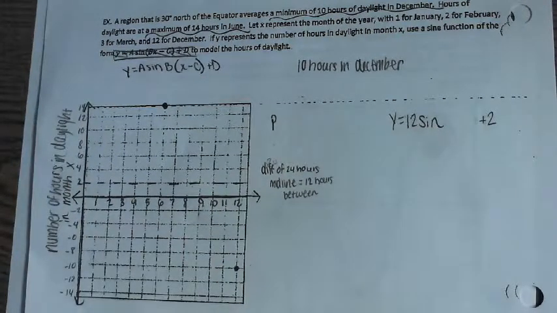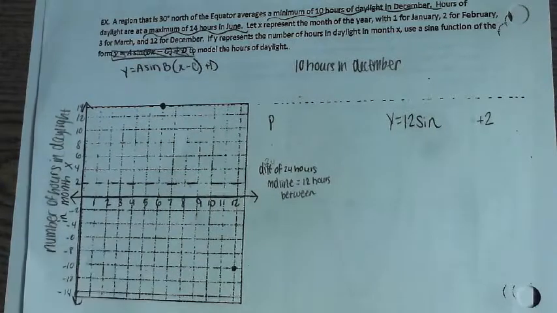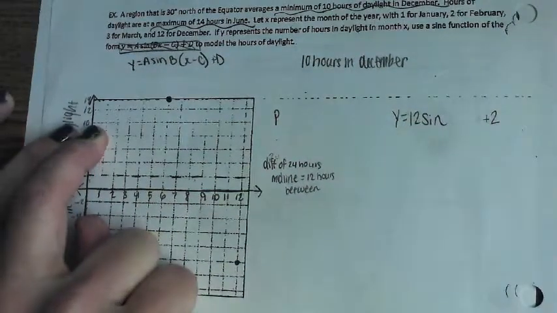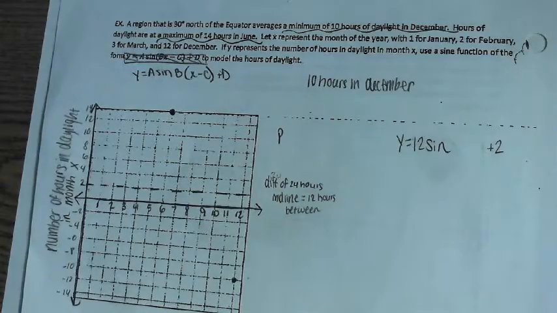Immediately what I find interesting about this is that the number of hours in daylight is negative 10. Can someone explain to me how we would ever have negative 10 hours of daylight? That's not possible, right? 10 being the minimum means that's your minimum and 14 hours is your maximum. So we're just oscillating between 10 and 14, not negative 10 and 14.